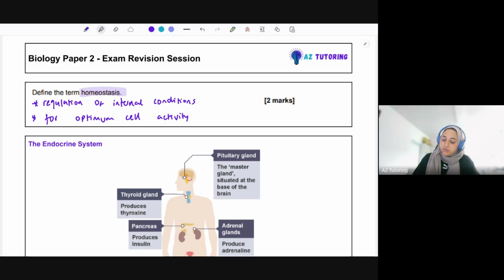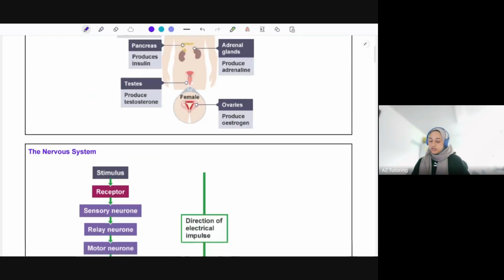Another question they can ask about homeostasis is, what exactly do we need to control? What internal conditions do we need to regulate? Temperature is a big one, water levels, and glucose concentration. These tend to be the ones on the mark scheme. There's other things as well, like pH and ion concentration, but they're the 3 main ones: temperature, water levels, and glucose concentration. And the 2 ways you need to know for GCSEs are the nervous system and the endocrine system.